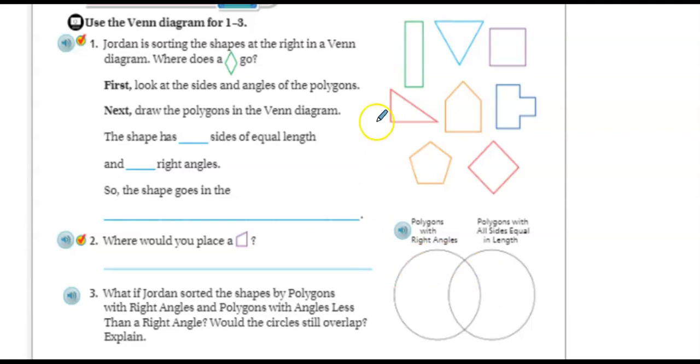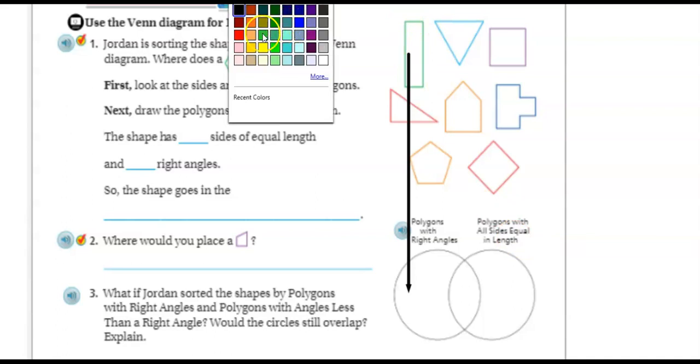Okay, so why don't you go through and take these and draw a line to where you think they would go. So just take a moment. So I have mine, so this guy right here, he is a polygon with right angles, so he goes here. And all sides of equal length, it can't go because it is a rectangle.